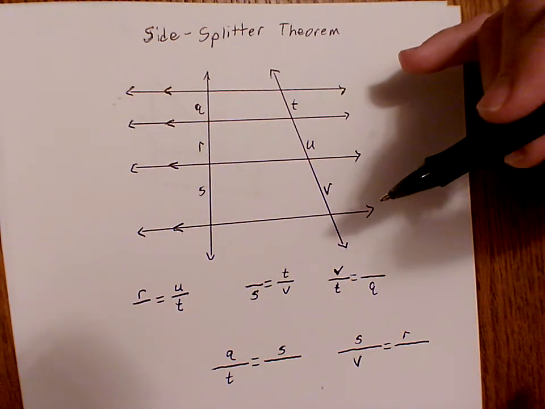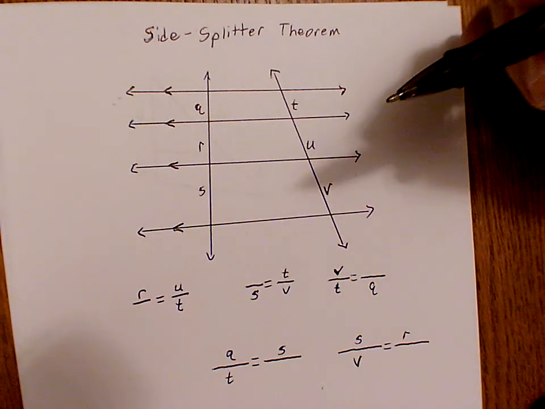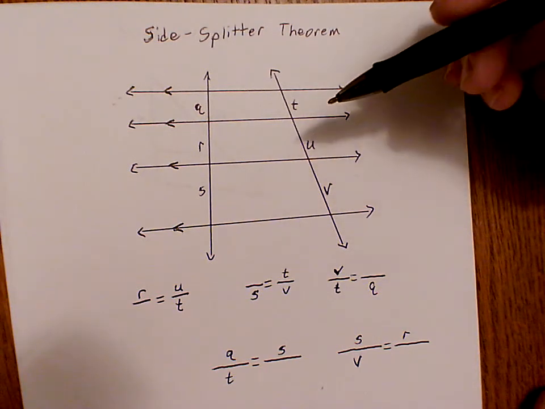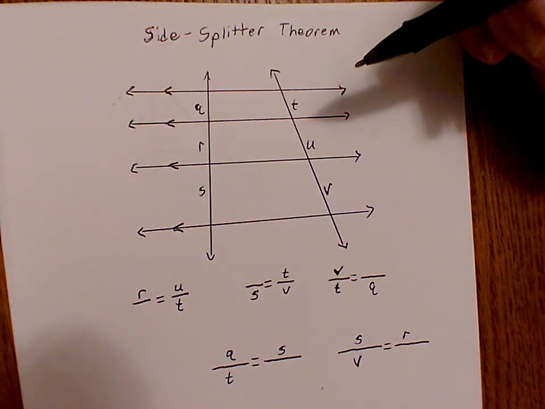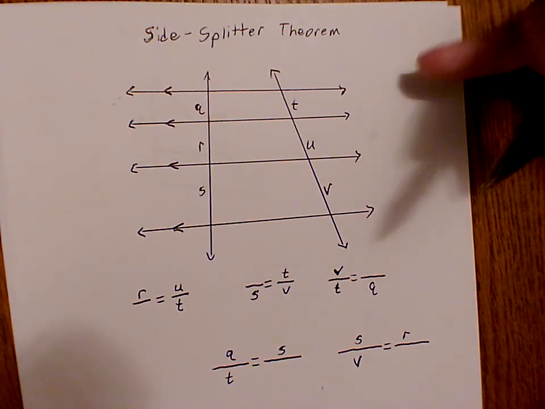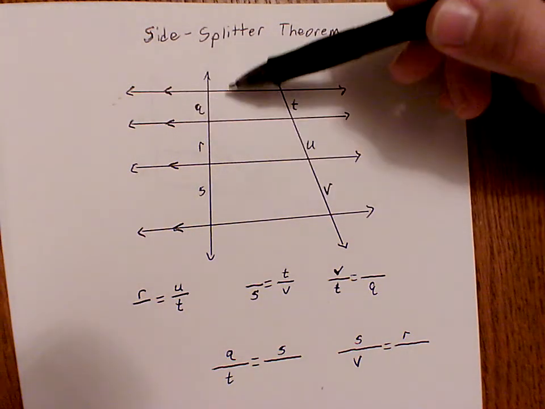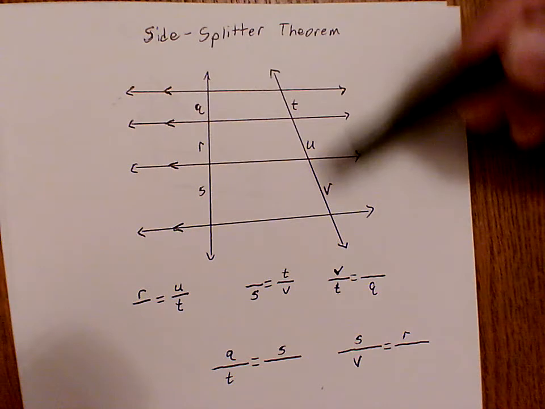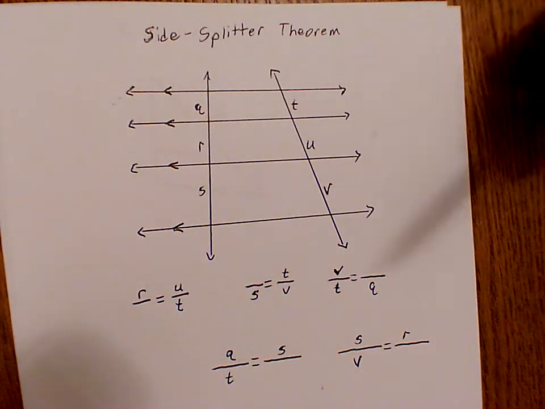Basically, everything about today's lesson is based on parallel lines, and they make ratios when they're hit by transversals, and those ratios will be equal. So let's go ahead and take a look at a few proportions we could be making here. Here we've got four parallel lines, and we've got two different transversals, and I've labeled them with Q, R, S, T, U, and V.